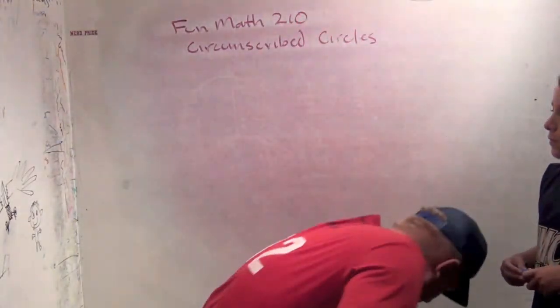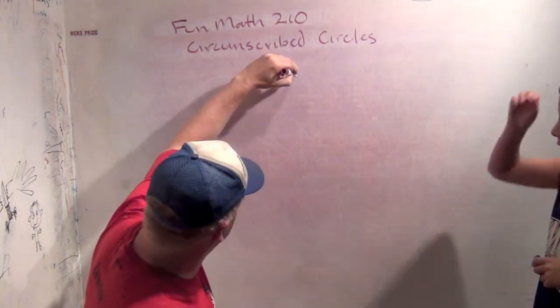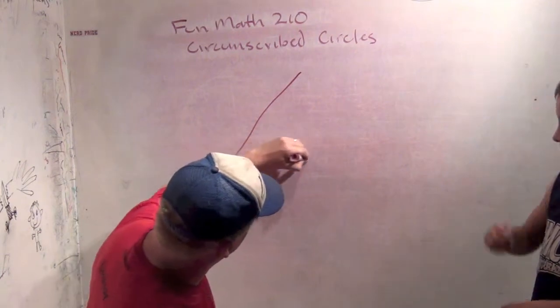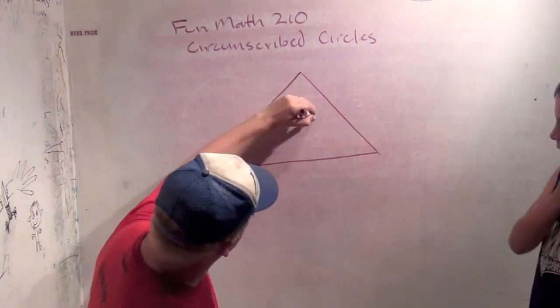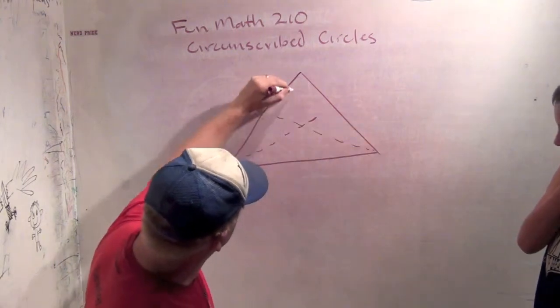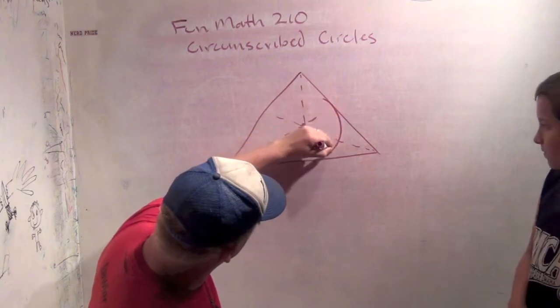FunMath number 210. So yesterday we talked about the inscribed circle of a triangle. And these are just for fun, right? I'm not trying to teach you about this. I'm just trying to show you some neat stuff. And you remember what we did? We drew the angle bisectors, found where they intersected, and then it turns out we could draw a circle.